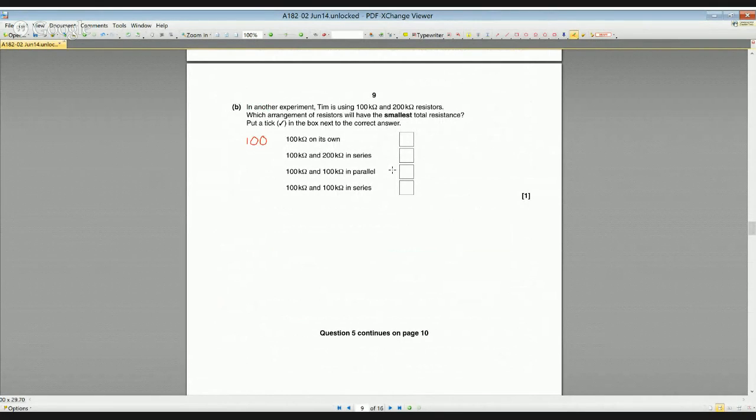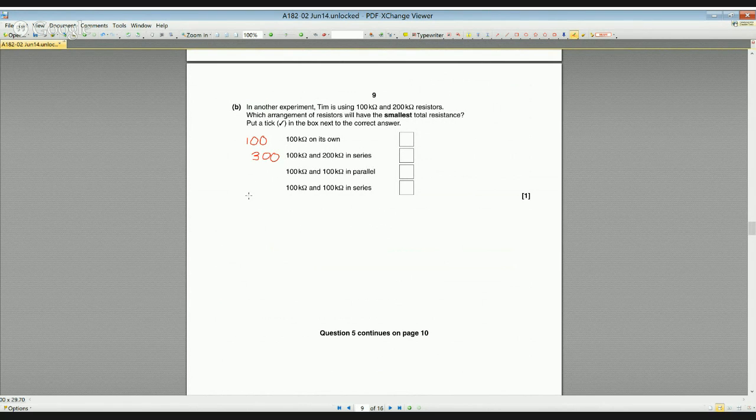When you have, at GCSE level, any resistors that are combined in parallel, they'll always be the same value of resistors. You won't have to do anything more complicated than that. So when they're in series, it's simple. You just add them up. So 100 kilo ohms plus 200 kilo ohms, that would give 300. So it's certainly not this one, because this one is higher than the first one. The next one, 100 kilo ohms and 100 kilo ohms in parallel.